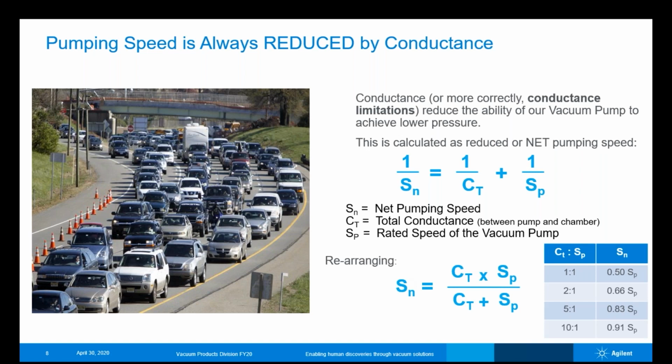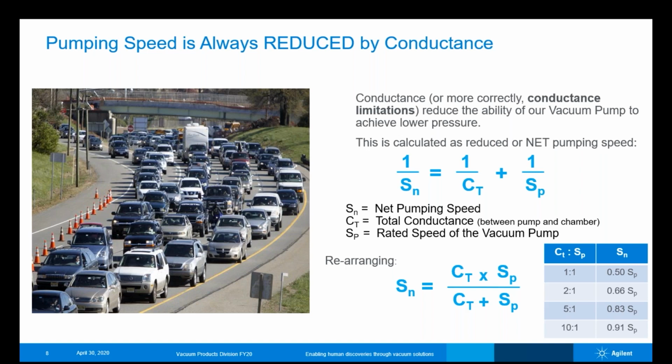The way to calculate this is that our net pumping speed has to be calculated by the product of our total conductance, so adding up each of those individual conductances, and then multiplying that by the speed of our vacuum pumps and dividing it by the sum of those two things. So for example, if I had a conductance of 200 meters cubed per hour and a pumping speed of 200 meters cubed per hour, the ratio between those would be 1 to 1. And by doing this math here, I would get about half my pumping speed. So I'm going to lose 50% of my net pumping speed, just because of that restriction, because my conductance was on the same scale as my pumping speed.